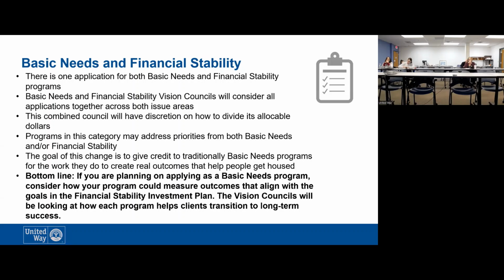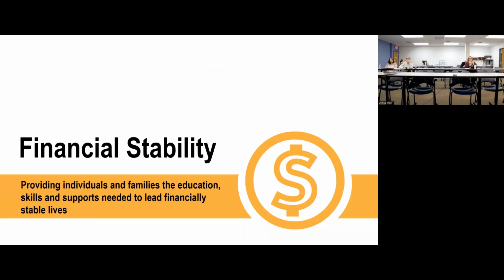The ultimate goal here is to move clients from being homeless to being housed. I think there will be a lot more scrutiny on that housing piece than there will be on the food piece. But absolutely, if you're a basic needs program and you're not currently measuring outcomes, think about if that's possible for your program, and just know that that is something our vision councilors are going to consider. So knowing that, let's talk about what some of those outcomes are.